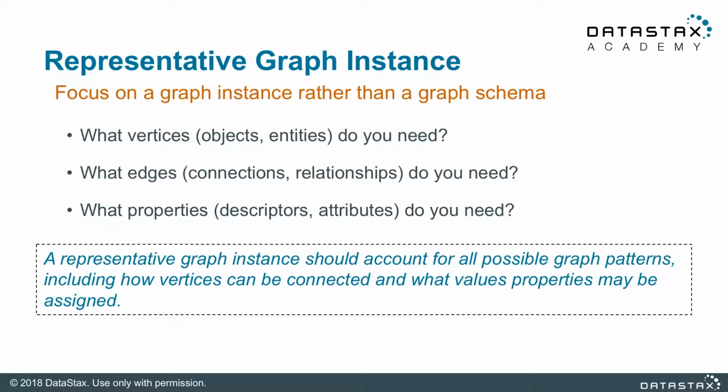The most important thing here is to ensure that you have a completely representative graph instance that accounts for all possible graph patterns, including how vertices can be connected and what value properties might be assigned. Because remember, when DSE Graph is automatically populating your schema, it can only be as accurate as the example instance data that you're providing. If you encounter data later on in the process that was not represented in your initial graph instance, then it may not conform to the automatically generated schema.